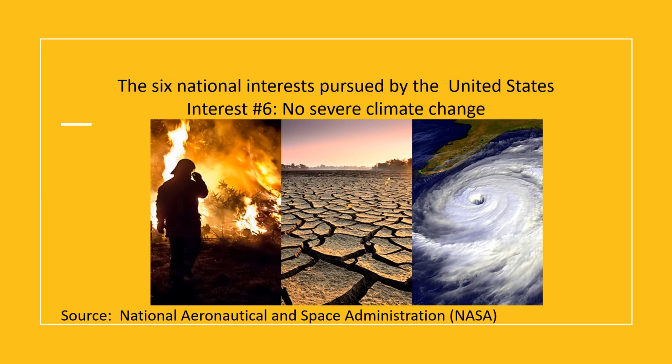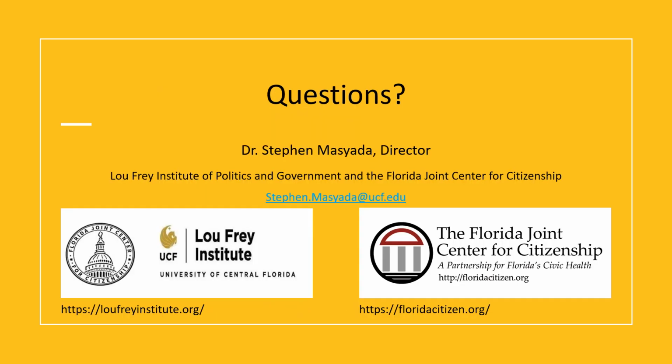We see the dried and cracked ground. Does this ground look like you could plant crops in it? Of course not. And then we also see evidence of severe weather near our native Florida, focusing on the image on the right side. And it is in the U.S. national interest to avoid severe climate change.